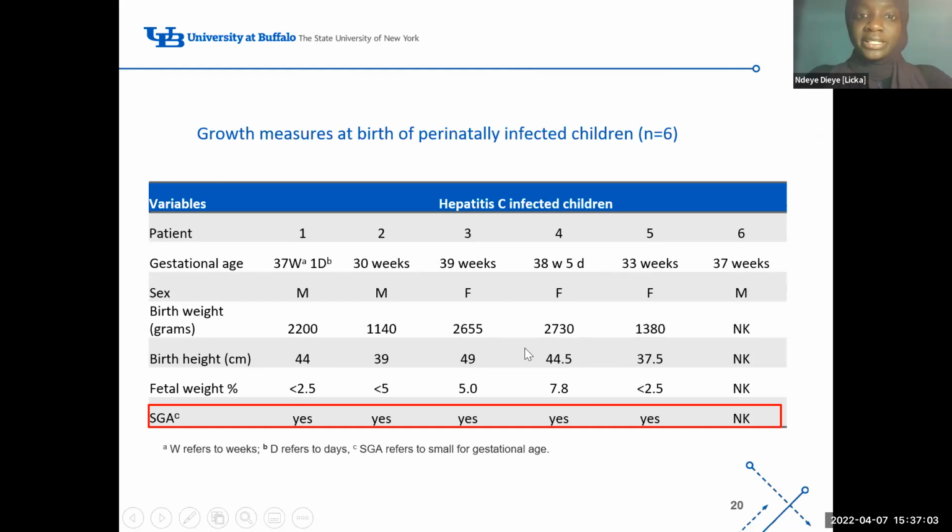Still with the 6 positive ones, we have here some of their growth measures at birth. And the main takeaway from this table is that 5 out of 6 of the infected children were diagnosed to be small for gestational age at birth.